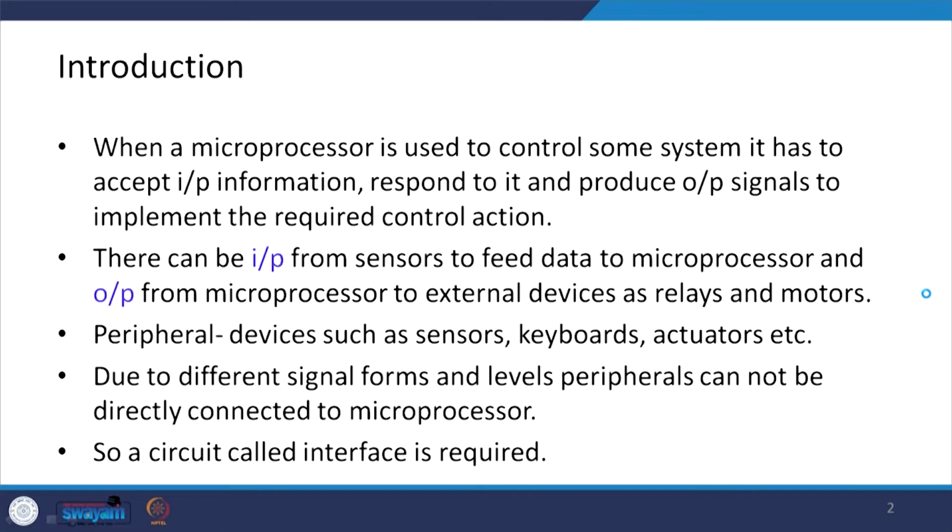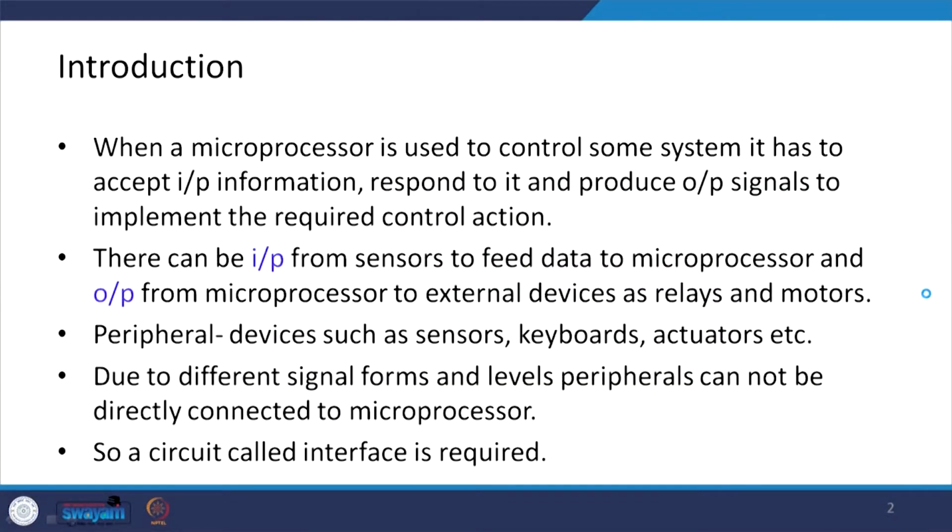So, there could be input from sensors to feed data to the microprocessor and output from the microprocessor to external devices such as relays, motors and so on. Now, peripherals such as sensors, keyboard, actuator, etc. These are what we mean by the peripherals. Now, due to different signal forms and levels, peripherals cannot be directly connected to the microprocessor. So, a circuit called an interface is required.